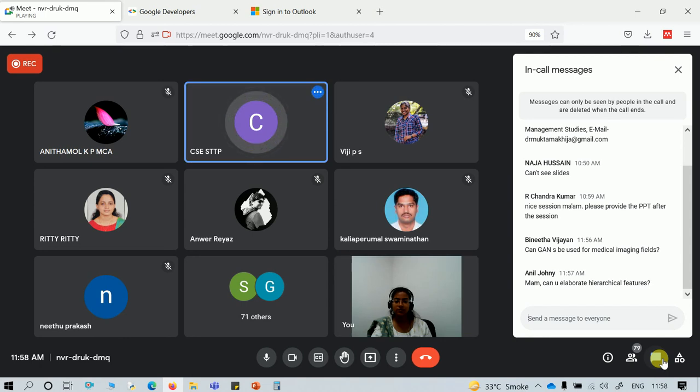Jaya, ma'am. Yes. Nice session. I have a doubt. While we are applying GAN for medical images, actually in the generator part, we are augmenting the image, right? Is it possible, in case of medical images, that we are generating new images from the old ones, so that it will be used to train the discriminator part, right?